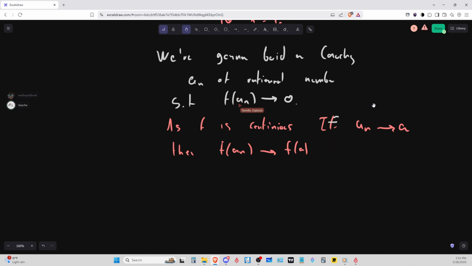But as we know that f of a_n is converging to 0, this will imply that f of a is equal to 0. Thus a would be a solution to x squared is equal to 2. That would be a rational solution, which cannot happen because the square roots of 2 are not rational numbers. So this will give us a contradiction.